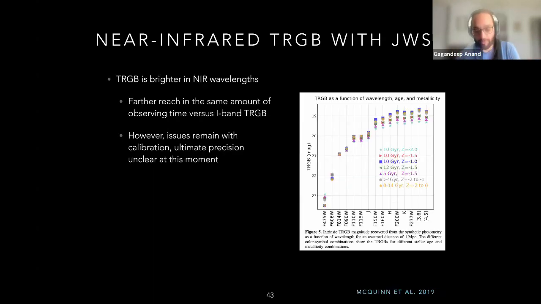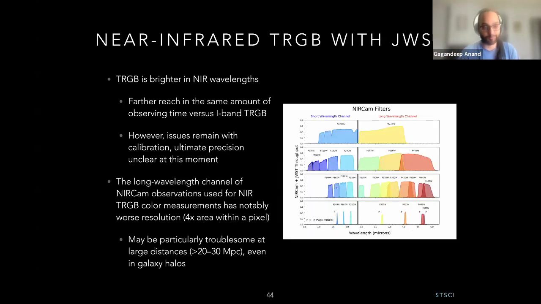And again, I want to reiterate, there is a reason to use it, in that it is brighter. The TRGB is brighter in the near infrared wavelengths. In the same amount of observer time, you can get further. And so this plot on the right here from McQuinn et al. 2019 shows synthetic photometry in a number of HST, JWST, and ground-based filter systems, and the difference between the F090 filter, which is the 4th one there, versus the F115 filter, which is being used by some groups, is about 0.6, 0.7 magnitude. So it represents a decent increase in capabilities, but again, we need to figure out what's going on with the calibration first. And it's unclear to me at the moment what the ultimate precision of the near-infrared TRGB will be.